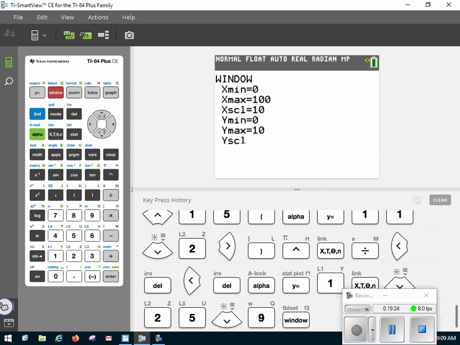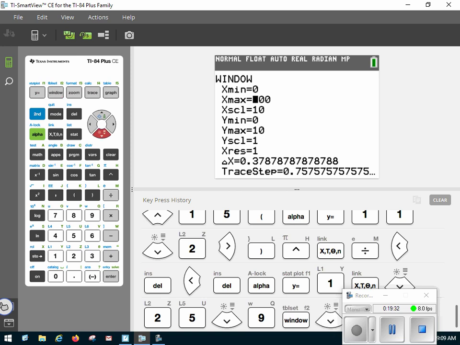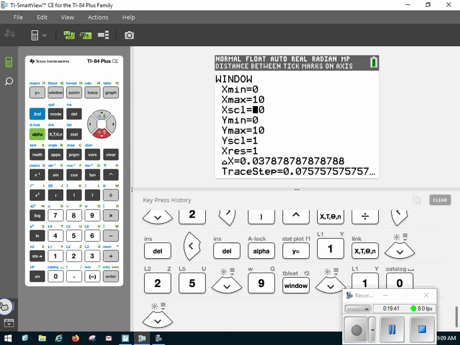Okay, let's go to your window. We're talking about days, correct? Can't have a negative number of days, so x min is 0. What do you want x max to be? Days. 10 days? All right, we can try 10. I'll count from 0 to 10 by 2's would be fine.